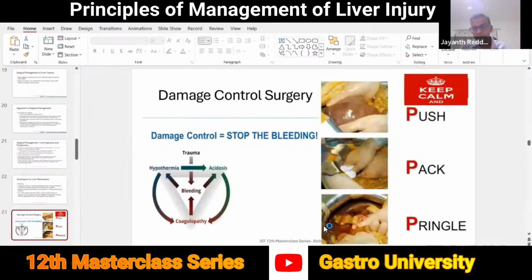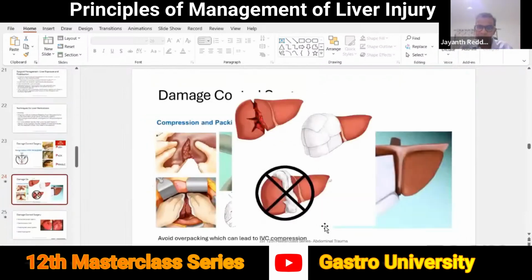So in damage control surgery, it's very, very important to control bleeding, because if bleeding is not controlled, it leads to a vicious cycle of acidosis, hypothermia, and then coagulopathy. So in this, you need to keep calm and remember the 3 Ps: push, pack, and Pringle. Push and pack would be the first, and then obviously Pringle in those cases where, with push and packing, the bleeding is not being controlled.